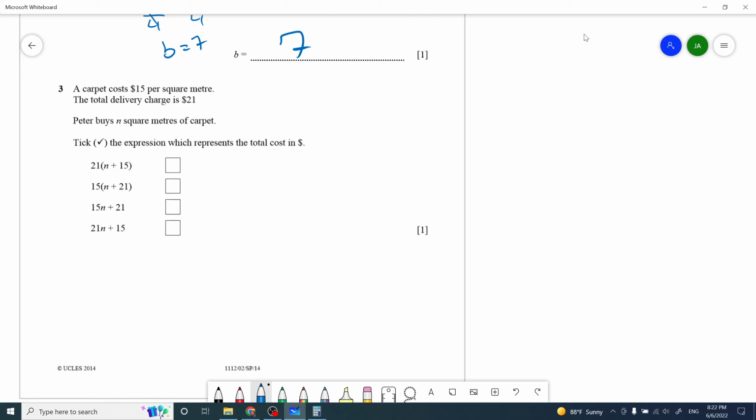Anyway, Peter's going to buy n square meters of carpet. We don't know how many that is. It's just some number. But we know that for however many he buys, he's going to be charged $15 for each one of these n's. So we can just take this n times 15, or in algebra we put the number first, so we have 15n, and whatever they charge for that, they're always just going to tack on $21 at the end. So we can see this matches up identically with this one. So we need to take the expression which represents the total cost in dollars. That's going to be this one here.